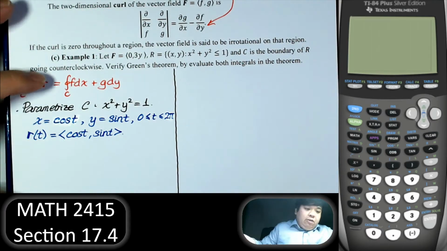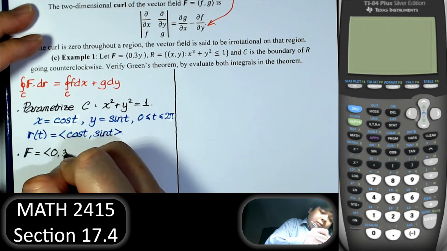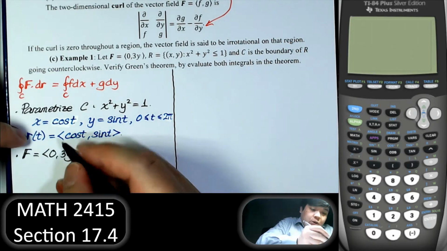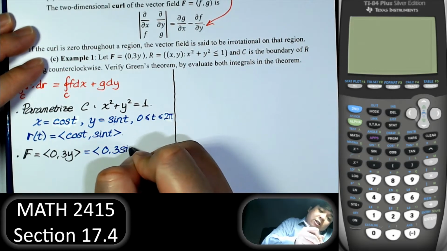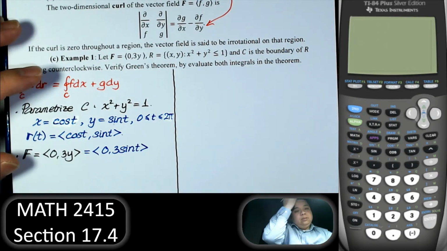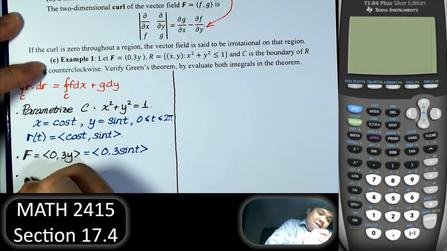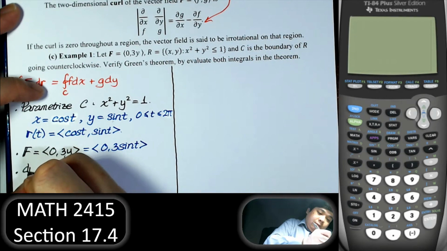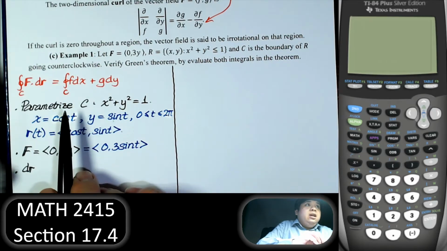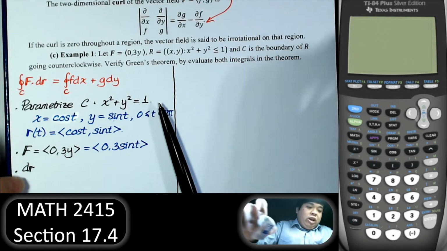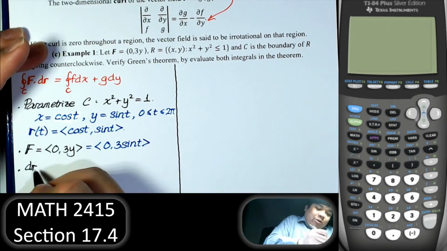Next step is we write the vector field in terms of r. So 0, y is sine t, so we have 0 and 3 sine t. The next step is we write dr. In fact, I just want to find dr here.